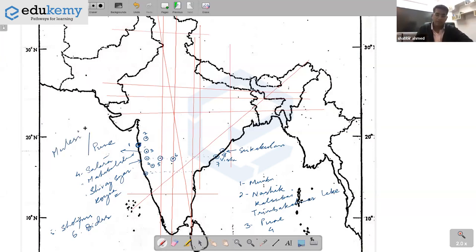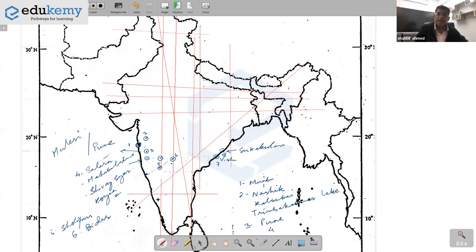Khadagwasla and also Mulesi Lake. 6 is Bidar, correct. 6 is Bidar, and 5 is Solapur. Okay, Panjim, Bidar ka midpoint. This is Panjim. I'm sorry. Yeah, you are right. This is Bijapur, correct. Bijapur, Solapur, in fact, ऊपर नीचे ही हैं, more or less.